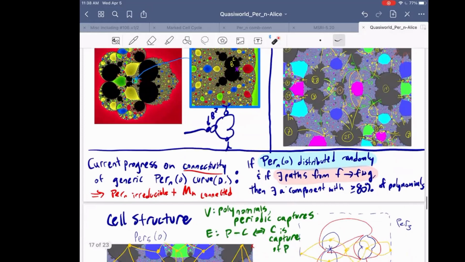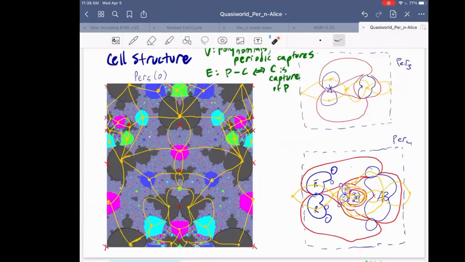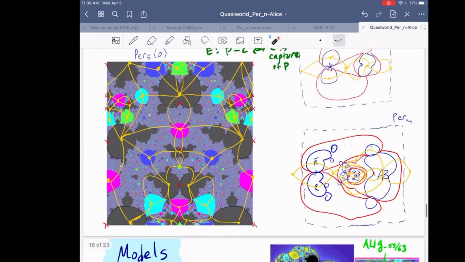Okay, but aside from that, you can also be interested in a cell structure, which I don't think I really have time for because I only have 12 minutes left. So I think I'm going to go ahead and skip this slide. Feel free to ask about it later.